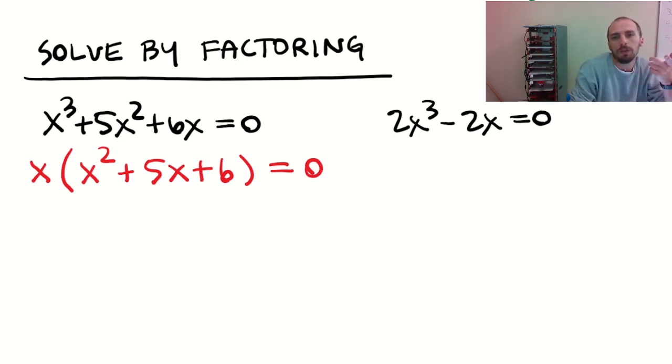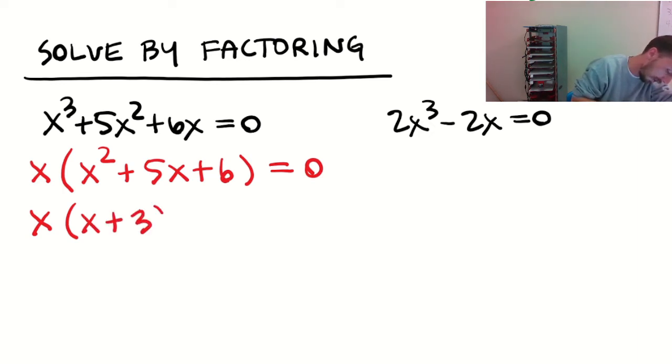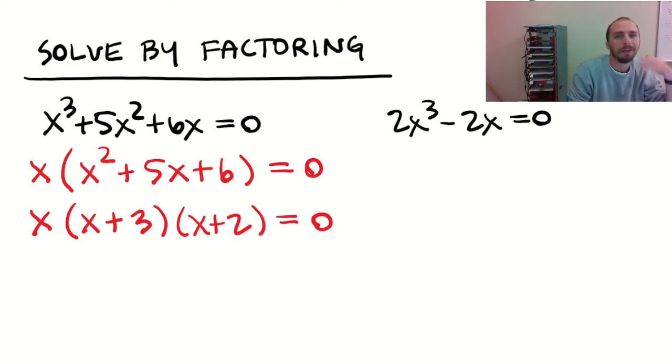Because I'm interested in using the zero product property again, right? Because it's true, no matter how many numbers you're multiplying together, if you're multiplying things together and you're getting 0, it's because one of those things is 0. So I'm going to keep going, and I can keep factoring x squared plus 5x plus 6. That's (x + 3)(x + 2). That's still equal to 0. And so one of these three things has to be equal to 0.